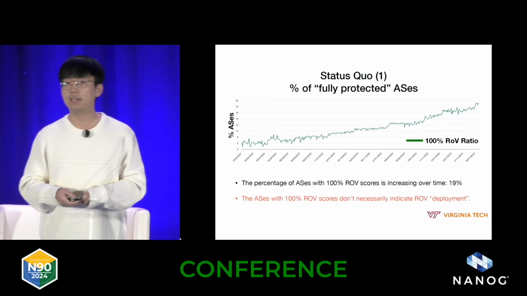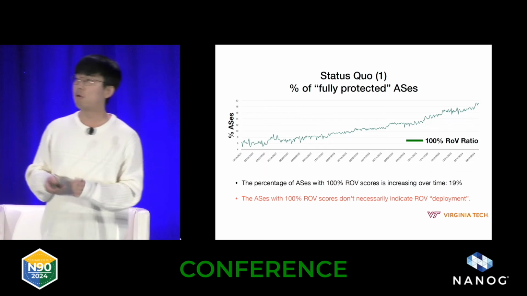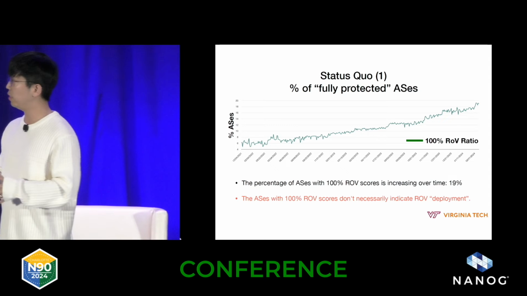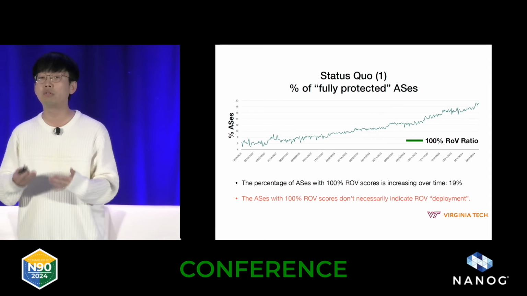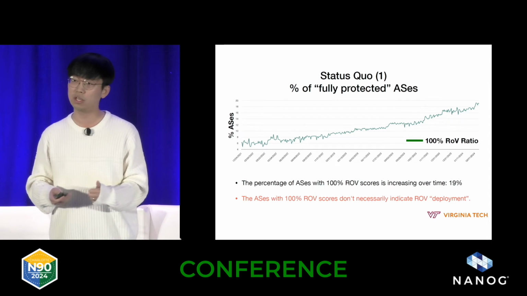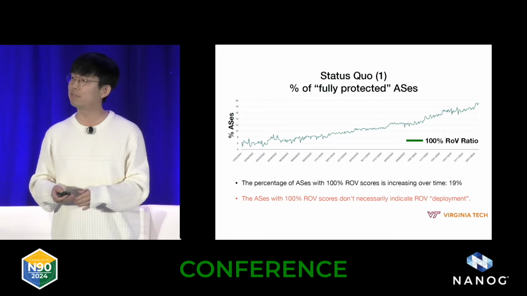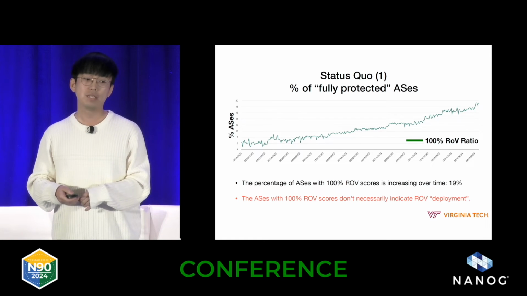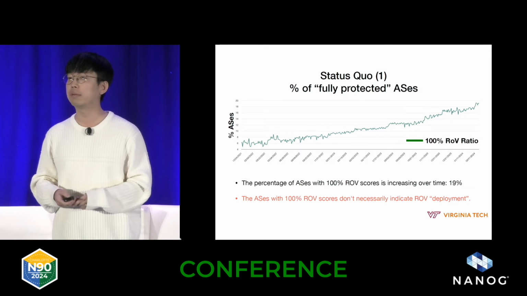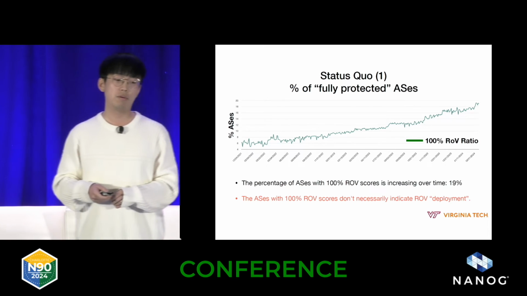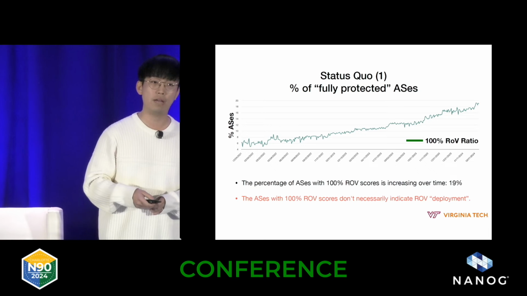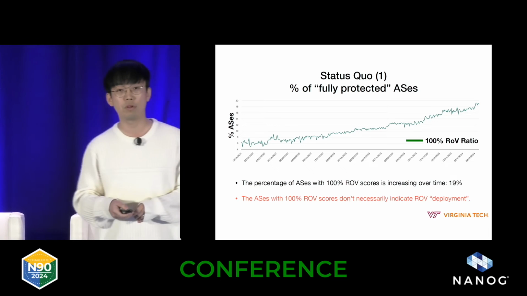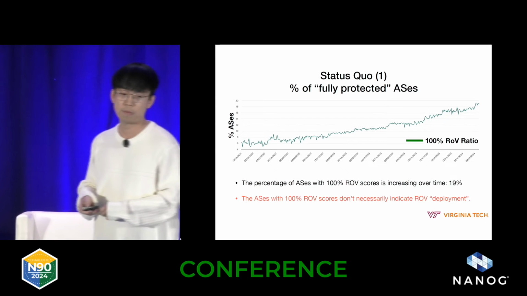So let's look at the status quo. The y-axis shows the percentage of ASes with 100% ROV ratio, which is good. And the x-axis is from December 2021 to this date. As you can tell, the graph is growing rapidly, which is good. At this time, 90% of ASes have 100% ROV ratio.